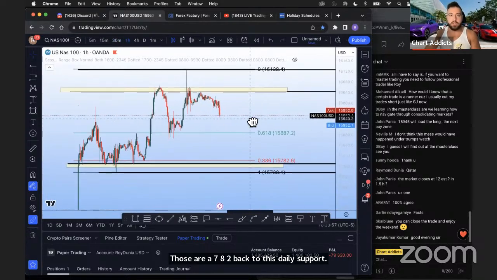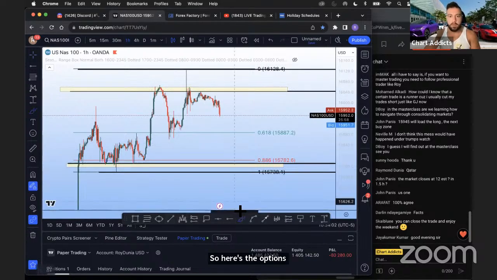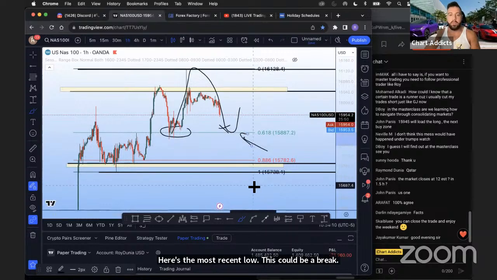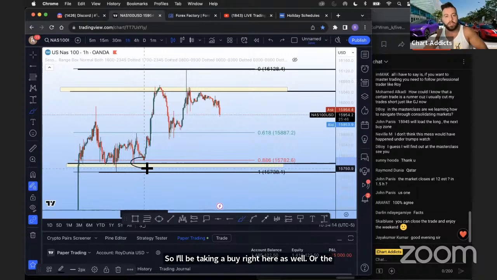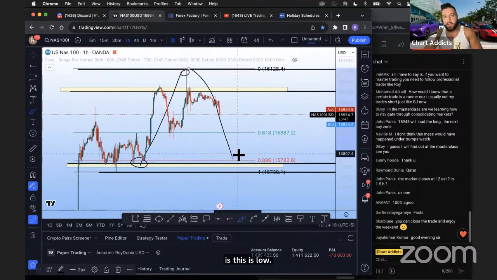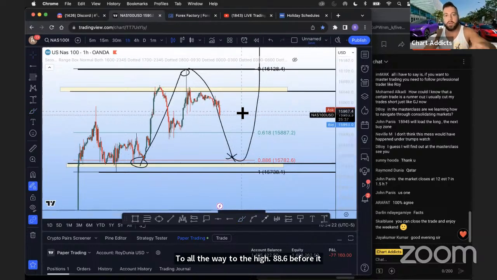So here's the options. Here's the most recent low. This could be a break, retest 88.6, and a buy. So I'll be taking a buy right here as well. Or the market could be doing the higher time frame zone, which is this low all the way to the high, 88.6, before it continues. Either one might be valid.